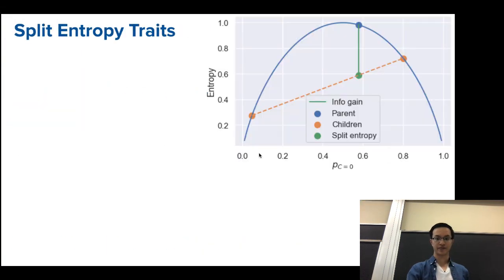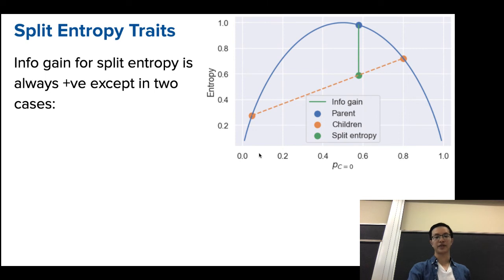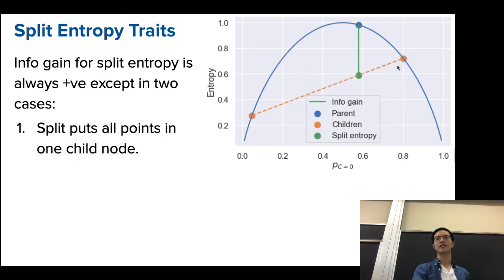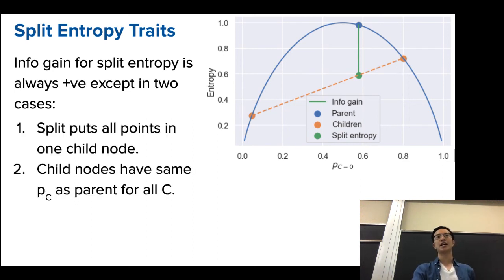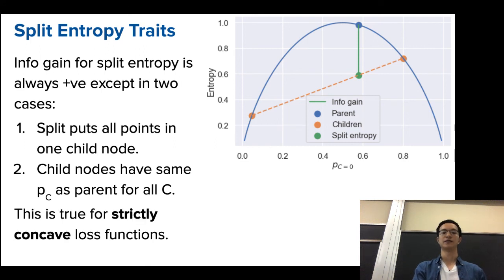Okay, so here we go. We notice here that the information gained by a split is always positive, except in 2 cases. One case is where the split puts all the points in one child node, and the other case is where the child nodes have the same ratio of labels as the parent node. For those cases, the information gain is 0, and you can verify that that's the case.